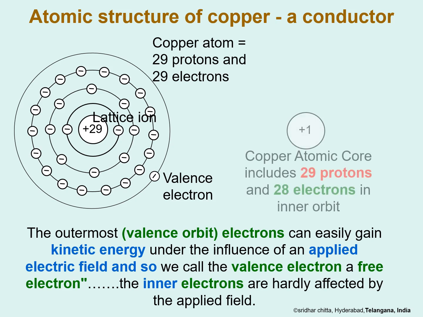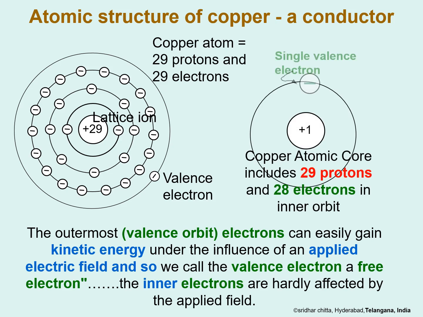The outermost valence orbit electrons can easily gain kinetic energy under the influence of an applied electric field, and so we call the valence electron a free electron. The inner electrons are hardly affected by the applied field.